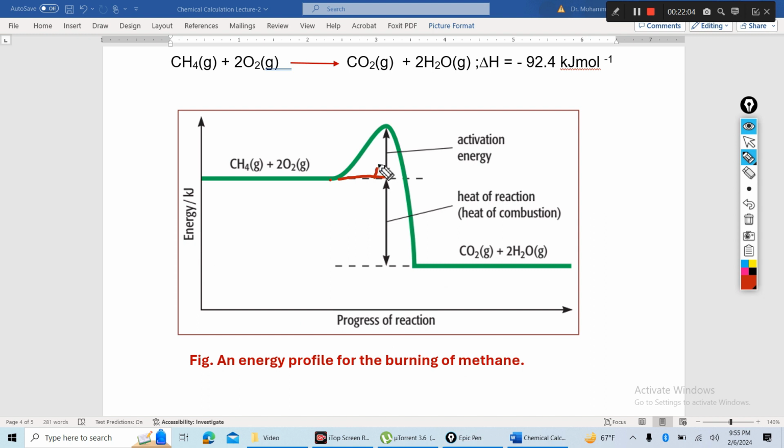Reactant to the peak of the curve distance is known as activation energy, and this is the reactant, this is the product. Reactant to product distance is the heat of the reaction, or enthalpy of the reaction. Let's move.